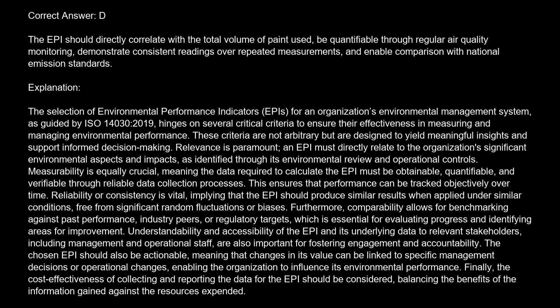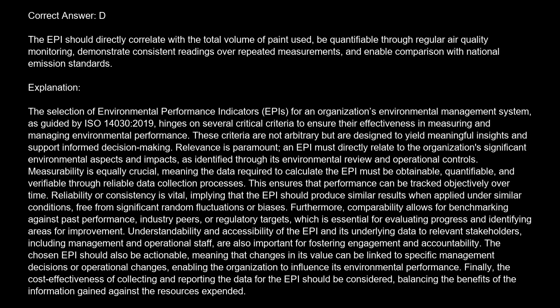Explanation: the selection of environmental performance indicators, EPI, for an organization's environmental management system, as guided by ISO 14030:2019, hinges on several critical criteria to ensure their effectiveness in measuring and managing environmental performance. These criteria are not arbitrary, but are designed to yield meaningful insights and support informed decision-making.